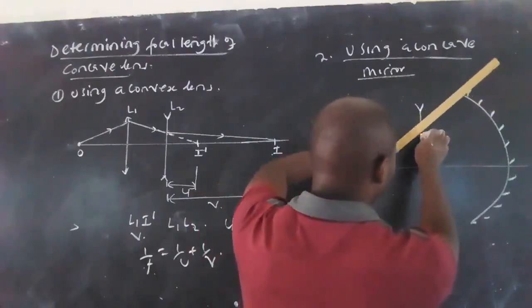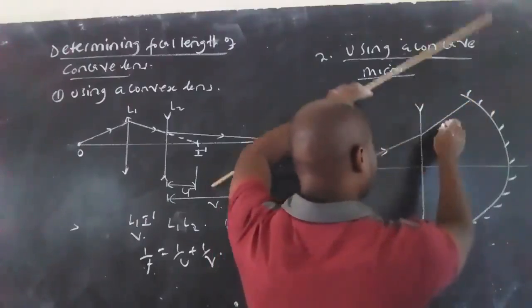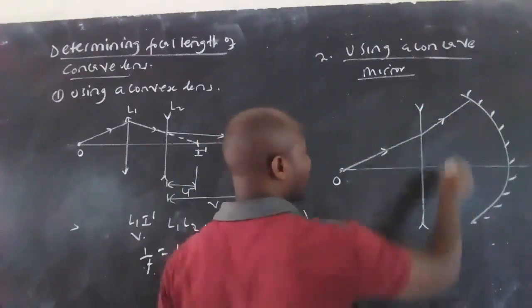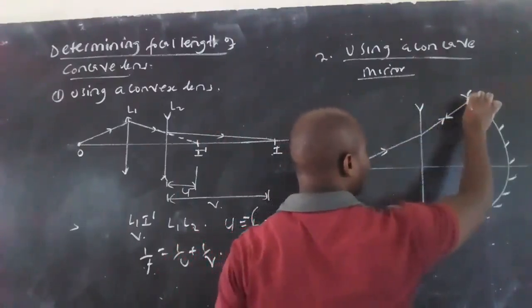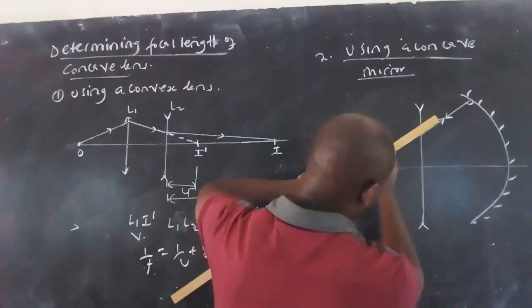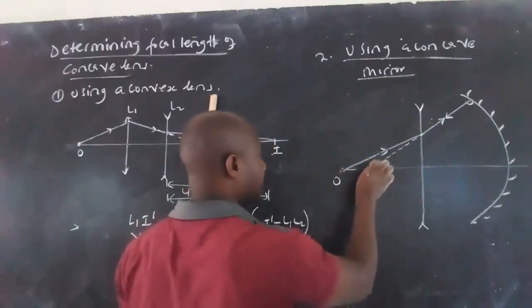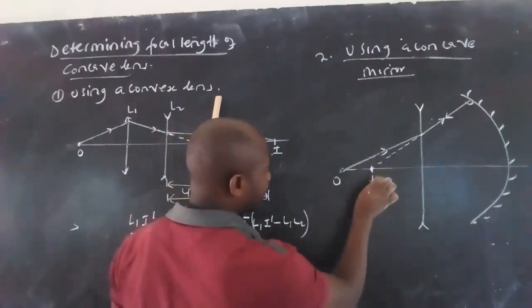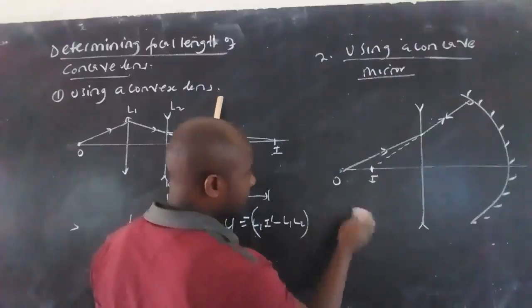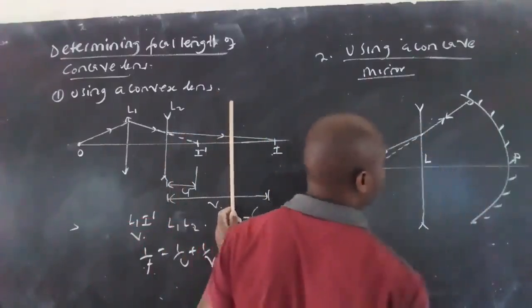So that is going to be diverged like this, and then it will come back, to form an image here. So the image I is this. This distance here, let me say this is P, and this is the lens L.